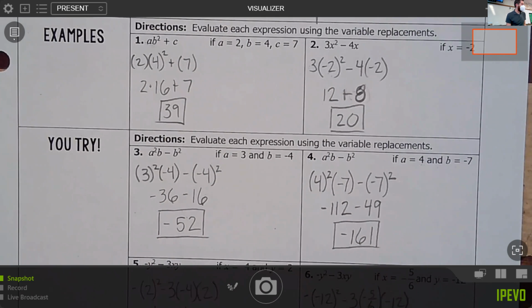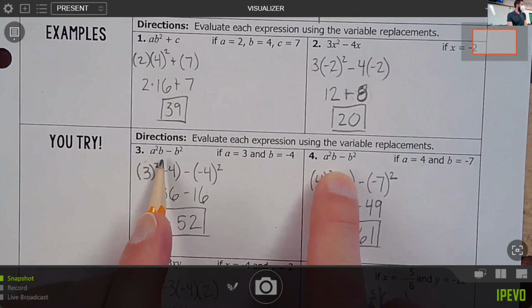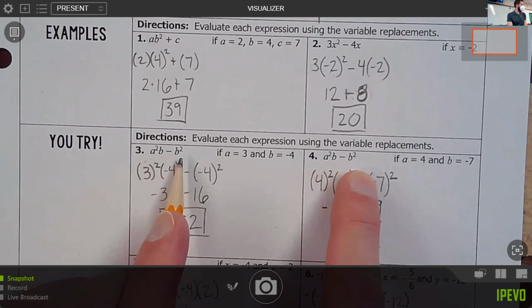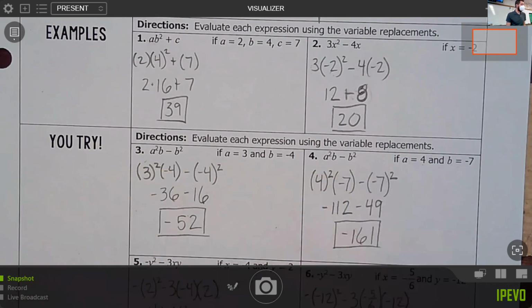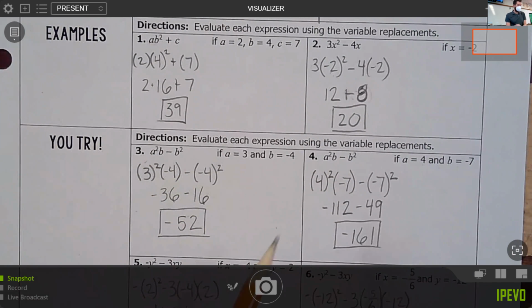What do you notice between 3 and 4 that's exactly the same? What's exactly the same between 3 and 4? Yeah, the original expression is exactly the same. A squared times b minus b squared. Between 3 and 4, it's identical. The only difference is the values that we're plugging in. So the process for number 4 versus 3 is going to be the same.